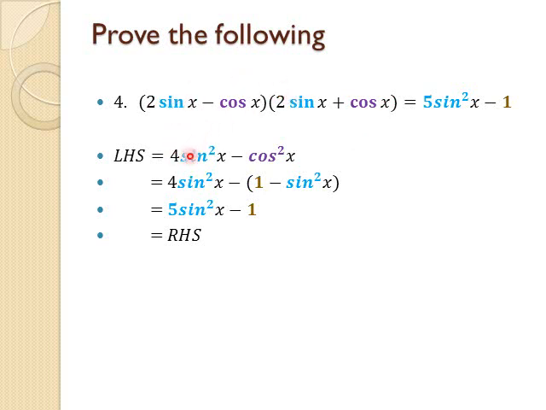Sine times sine, sine squared x. Negative times positive, negative. Cos times cos, cos squared x. Cos squared x can be written as 1 minus sine squared x. Alright, so I have 4 sine squared x. If I multiply, negative 1, negative times negative, positive sine squared x. 4 plus 1 sine squared x will give me 5 sine squared x minus 1, which equals my right hand side.